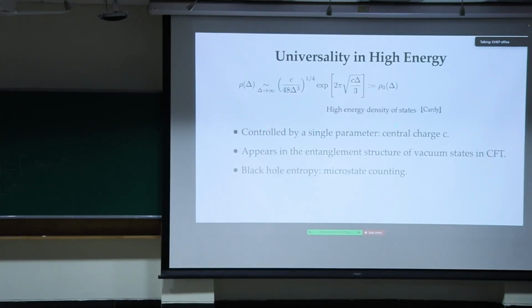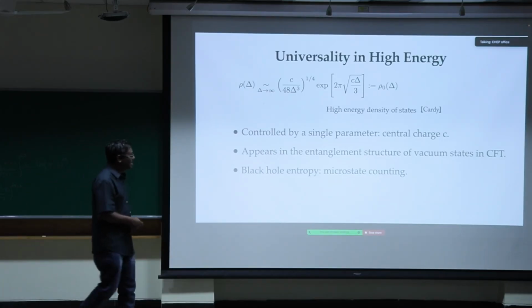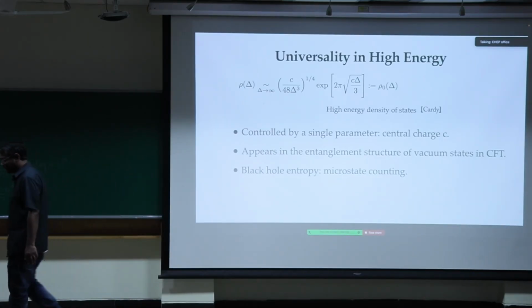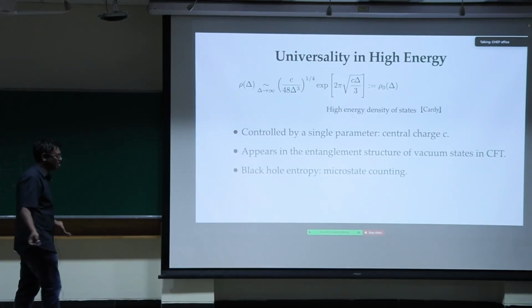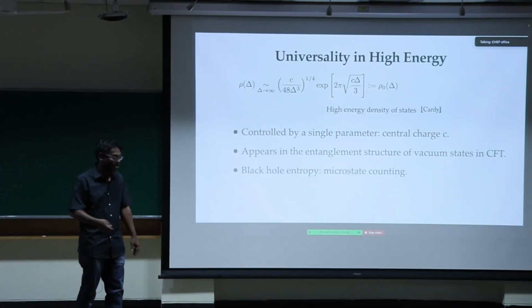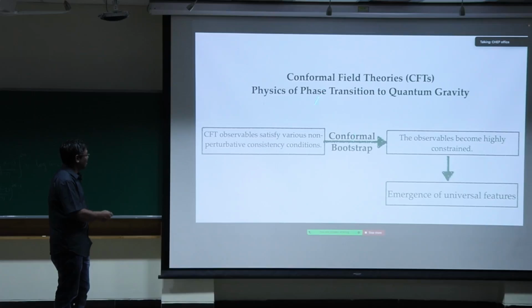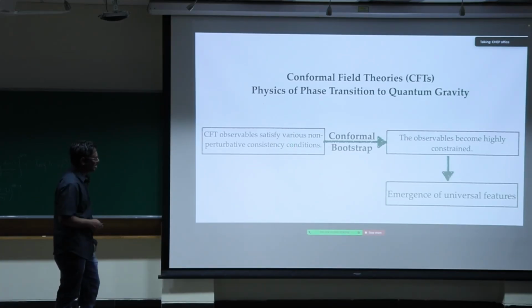The important point is it is controlled by a single parameter, the central charge. It appears in the entanglement structure of vacuum states. It also appears in the black hole entropy and the microstate counting. So this is one of the classic examples where modular invariance gives you a universal formula determined only by a single parameter. You do not need to know what the Hamiltonian is or what system you are looking at. To refresh, you have this CFT observable, it satisfies various non-perturbative consistency conditions, they become highly constrained, and there is an emergence of universal features.